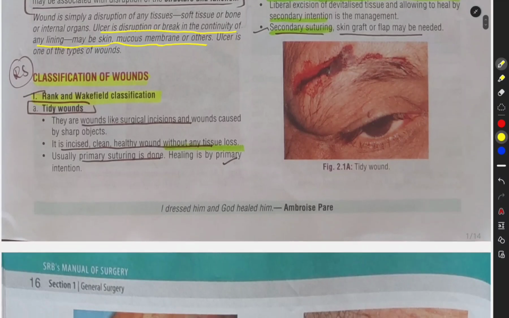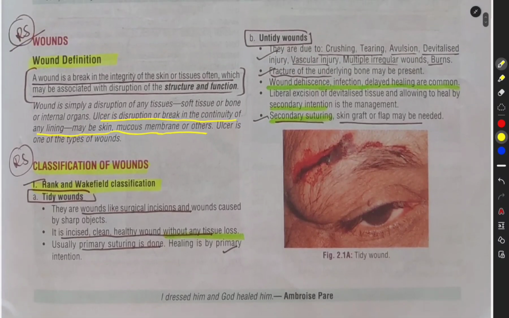Beginning with Rank and Wakefield classification, he classified wounds into 2 types. Either it could be tidy wounds or untidy wounds. Tidy wounds are those likely to be caused by a surgical incision or by any sharp objects. They'll be just incised, clean and healthy wounds without any tissue loss. For this, healing is by primary intention and primary suturing can be done.